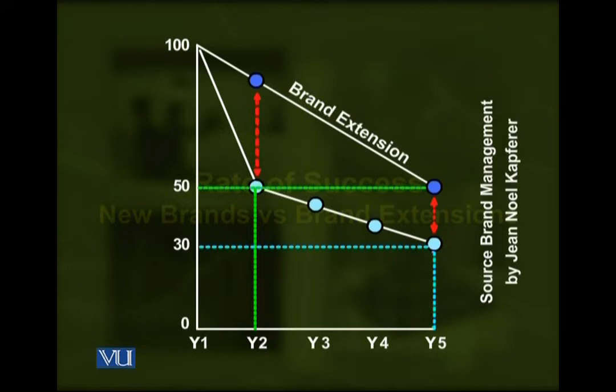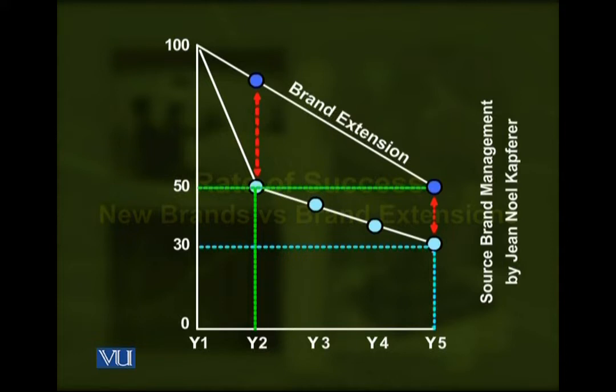Let's take a look at the brand extensions first. The line goes down because not all the brands are successful. Some just fizzle out, and some stay in the market. They survive the rigors of the market dynamics. At the end of the 5 years, the brand extensions that survived were 50% of those that were introduced, those that started on a very positive note, hoping to be successful by 100%.